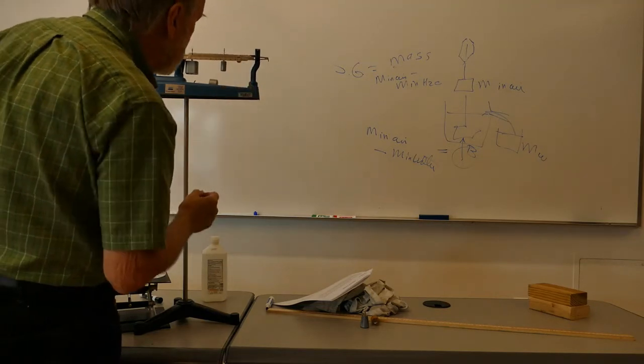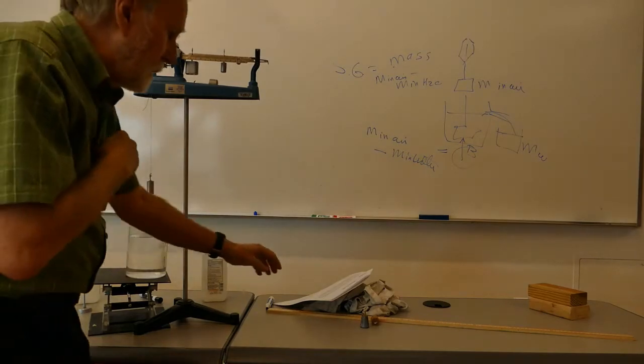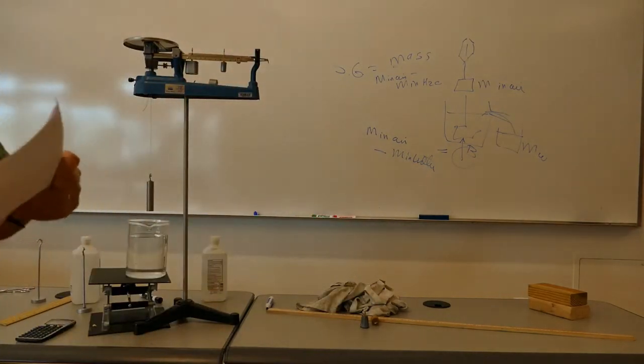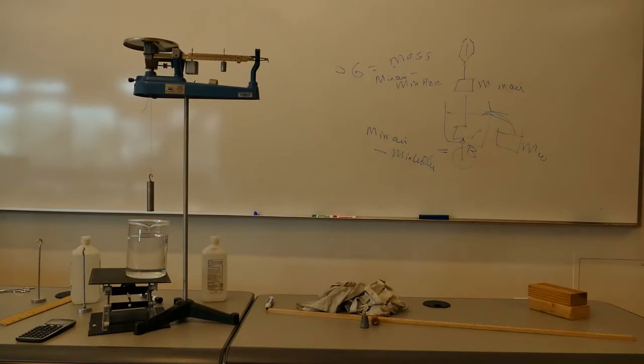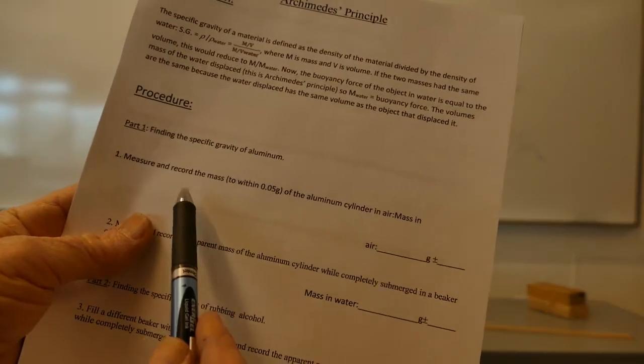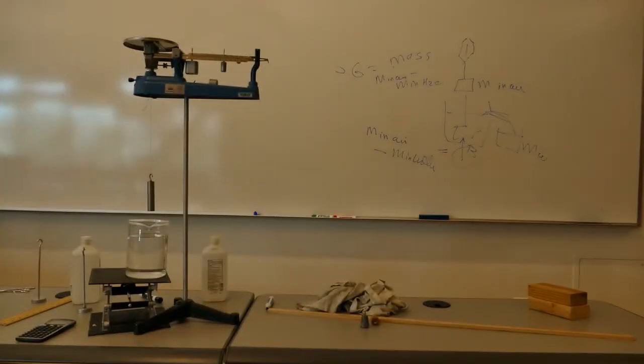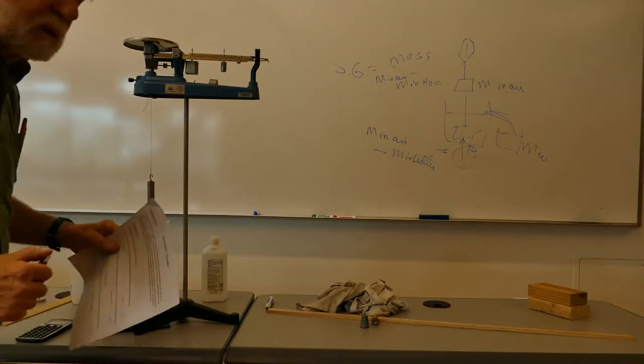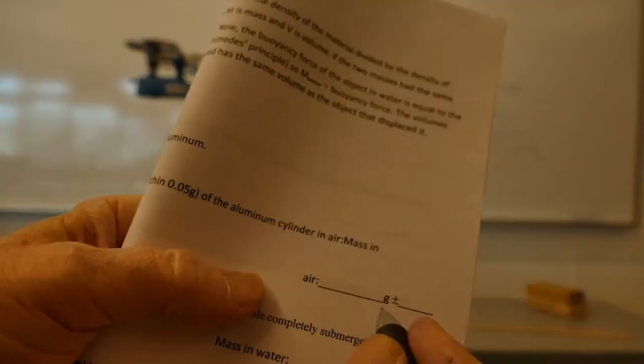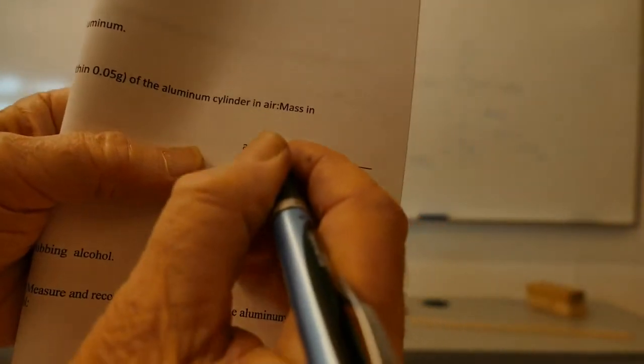That's pretty close, 69.6. So what we're going to do is write on your data page, right here where it says the mass of the aluminum cylinder in air. What did I say? 69.6. So we're just going to write 69.6 grams plus or minus 0.1 grams.